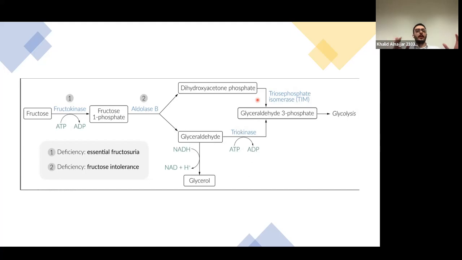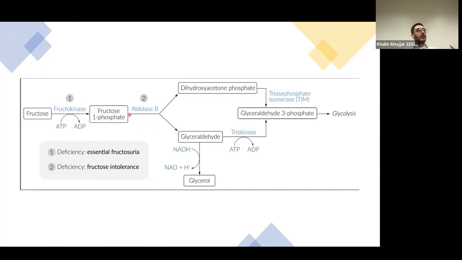It will be your body will get rid of it in the urine. Okay, so nothing will happen basically. What will basically happen? Your body will not use fructose efficiently because this enzyme is not there. So it's not that harmful. Okay, and your body is just getting rid of fructose in the urine. Like what if you have deficiency in aldolase B?